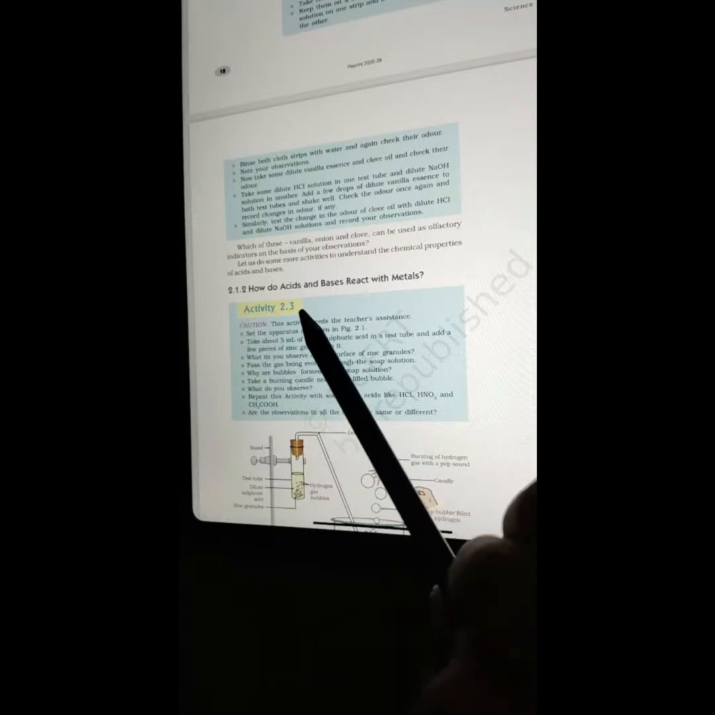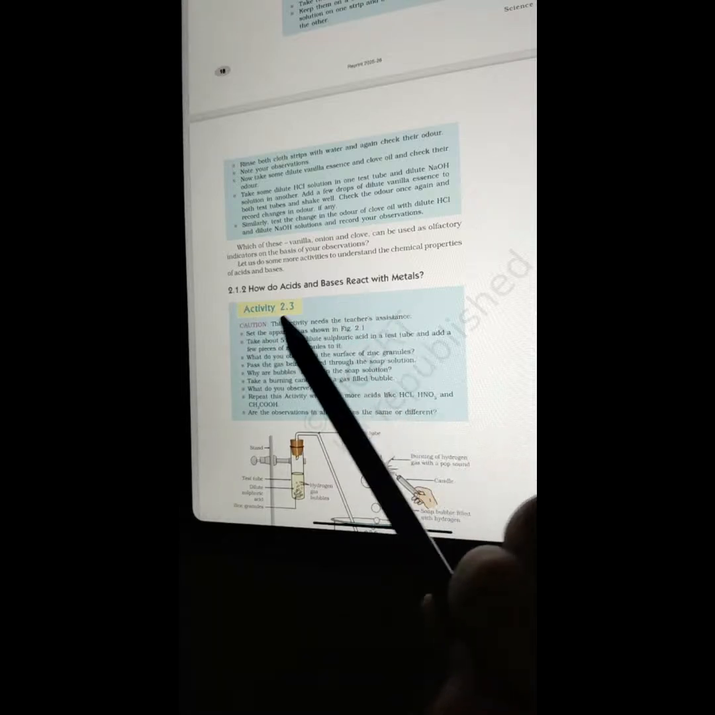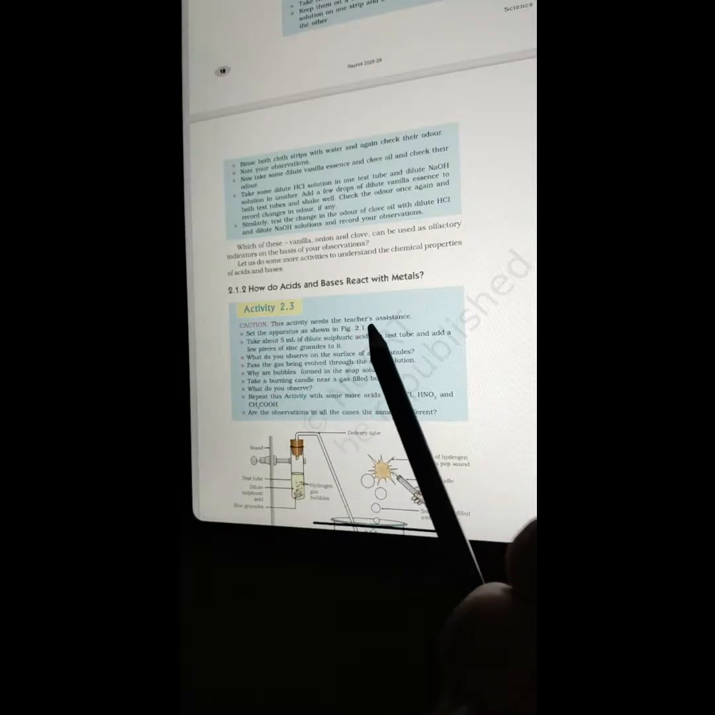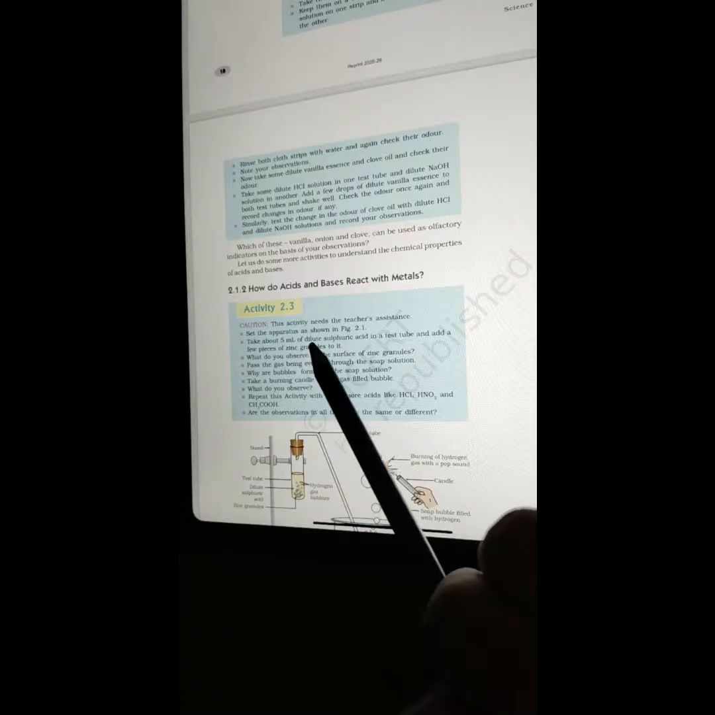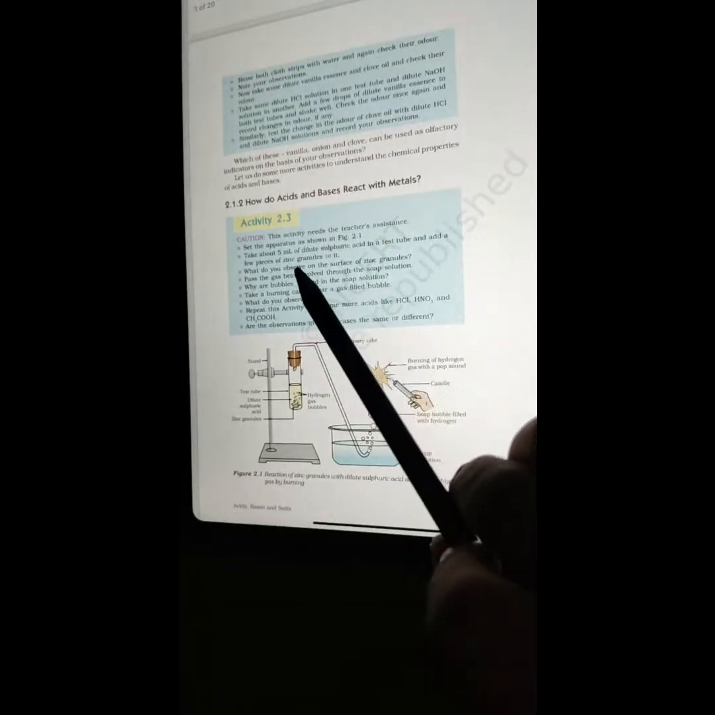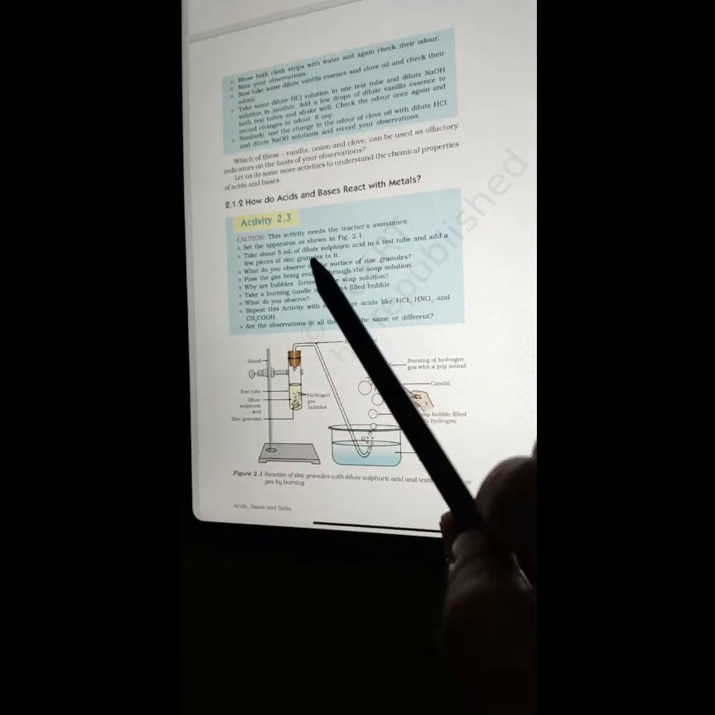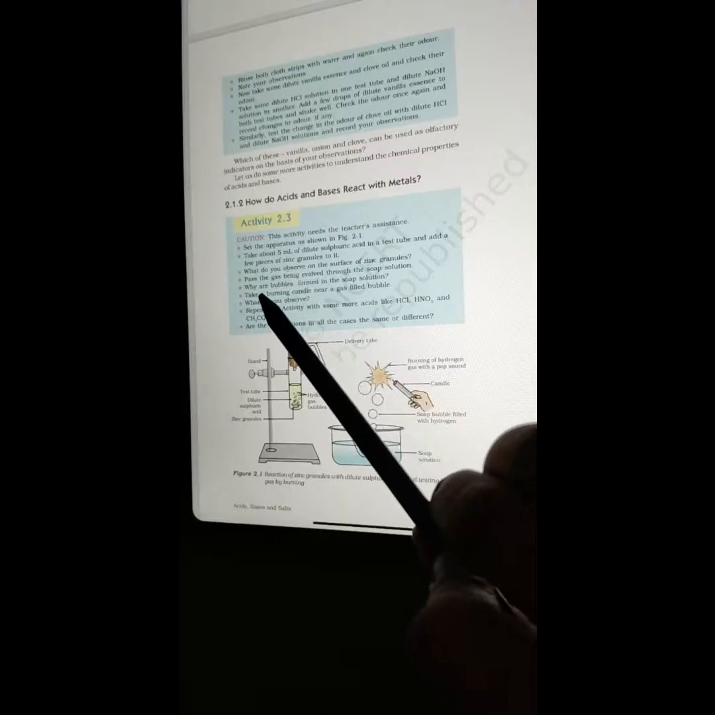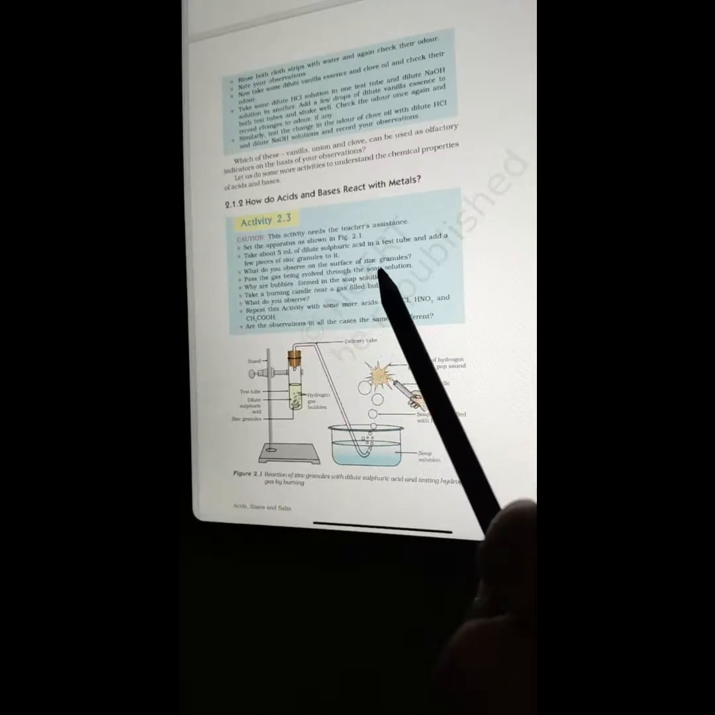2.1.2. How do acids and bases react with metals? Activity 2.3. Caution, this activity needs the teacher's assistance. Set the apparatus as shown in figure 2.1. Take about 5 ml of dilute sulfuric acid in a test tube and add a few pieces of zinc granules to it. What do you observe on the surface of zinc granules?